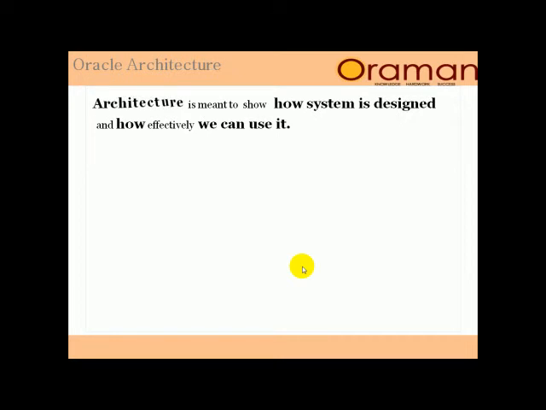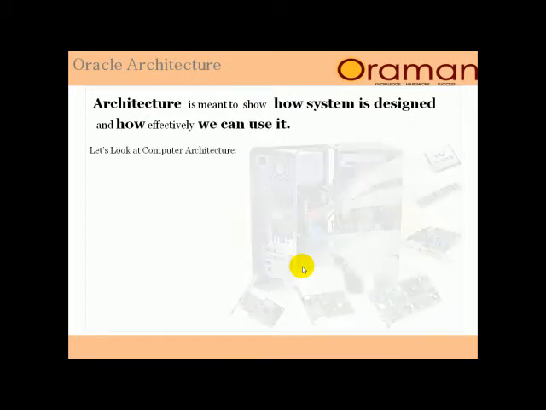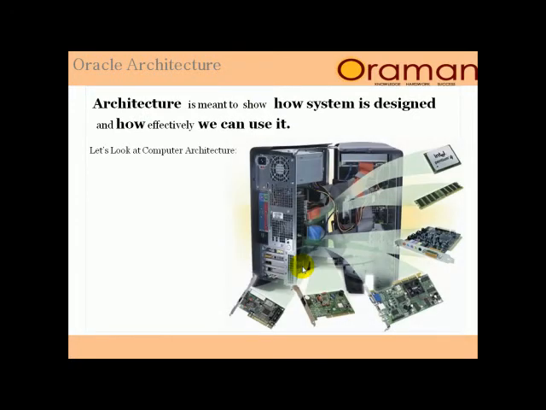Architecture is meant to study, create a design, and make effective use of it. How Oracle has implemented RDBMS as a solution, what are the internal components, and how best we can use it. Let's start with looking at a computer architecture or a server architecture. On the server side, you have primarily essential components: CPU, RAM, random access memory, and NIC cards or network interface cards, and permanent memory or a hard disk, which is also called a persistent memory.